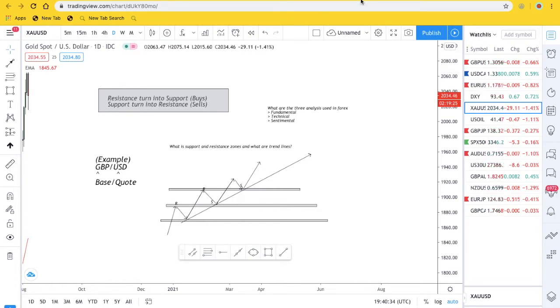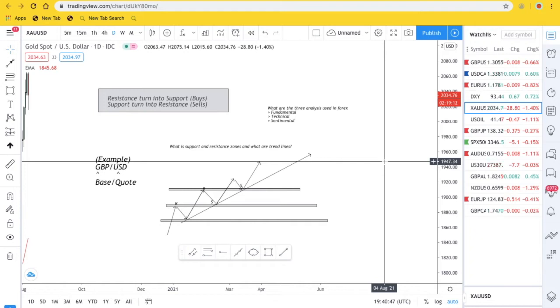Alright, so remember last video when I was talking about uptrends and downtrends? Now it's time to get into more detail about them. Remember, in an uptrend, price makes higher highs and higher lows. In a downtrend, price makes lower highs and lower lows. I hope you guys took notes of that, because I did say that in the last video too.